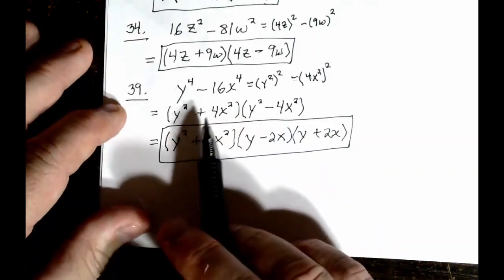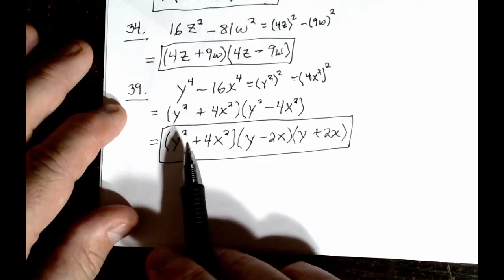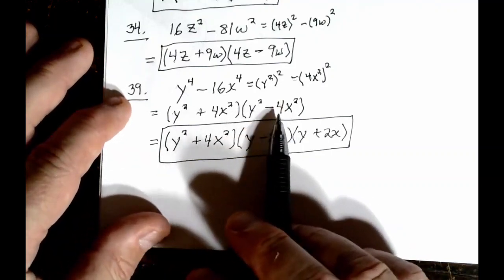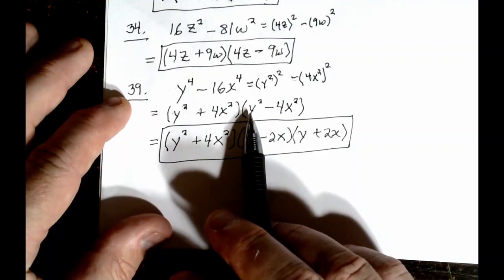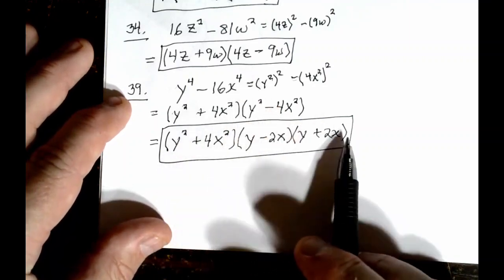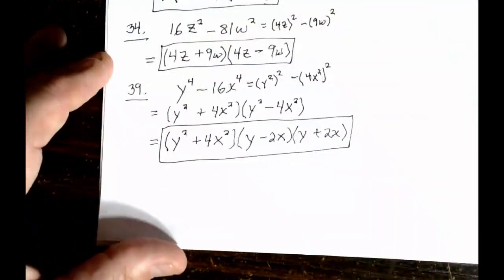Now they want you to make the mistake here of factoring this, which is the sum of squares. Don't factor that. But this one is factorable, right? That's y times y. That's 2x times 2x. So y, 2x, plus and minus. You're done. That's all it takes.